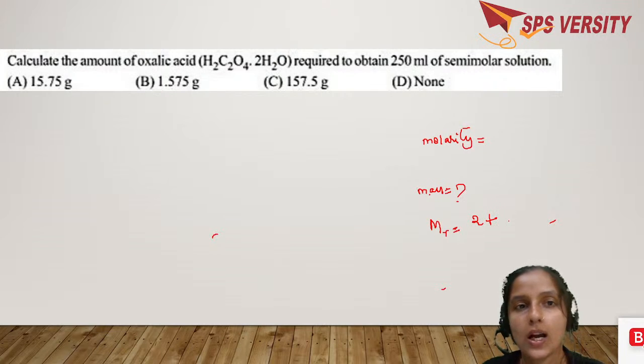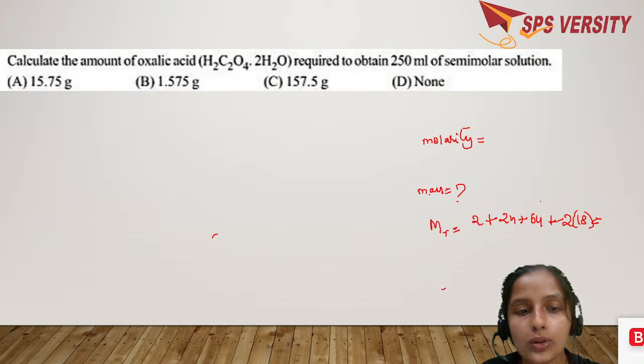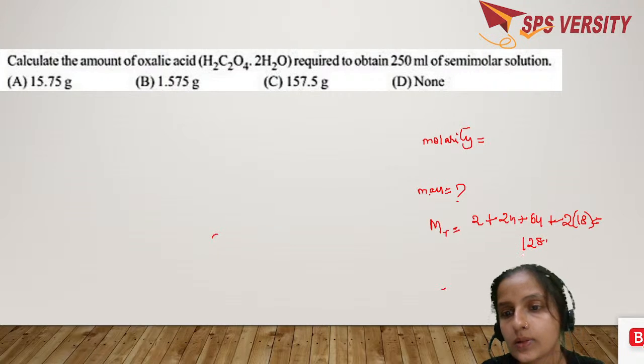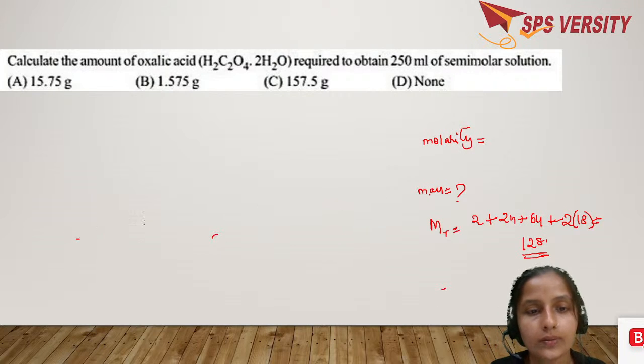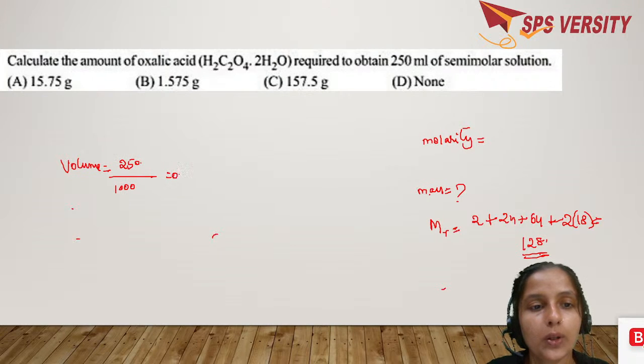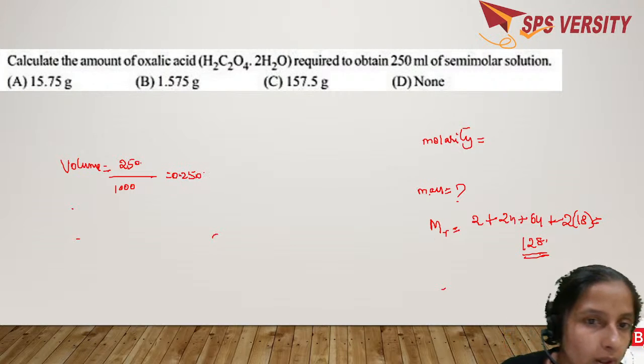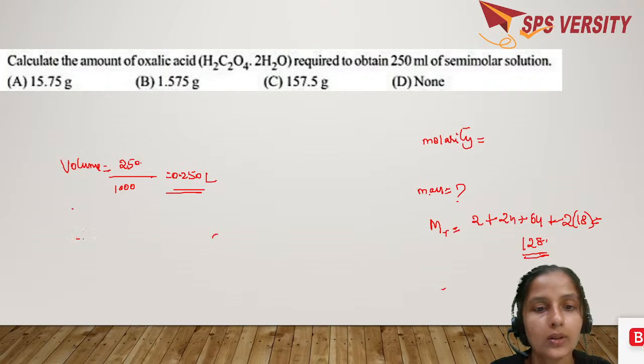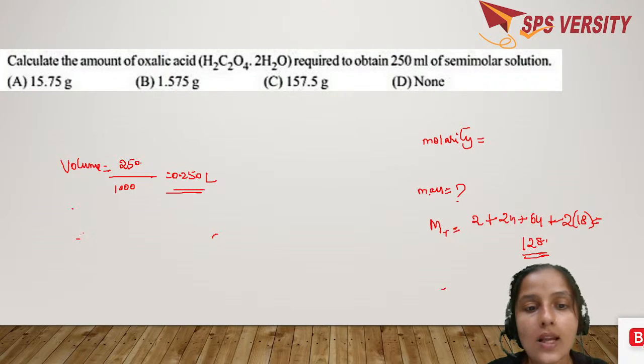Two hydrogens, 2 times carbon, that's 12 times 2 is 24, plus 4 times 16, plus 2, 18. That's going to give you a molar mass of approximately 128 if you calculate that. So you need a semi-molar solution. How do you find it out? The volume. Volume is equal to 250 divided by 1000, that's 0.250 liter. So you have the molarity, semi-molar solution.